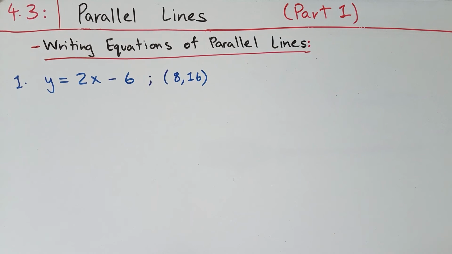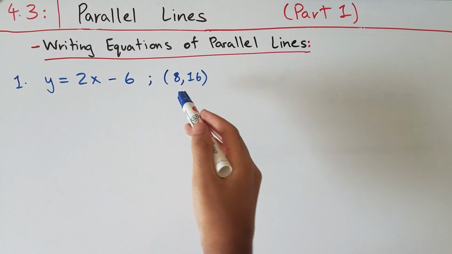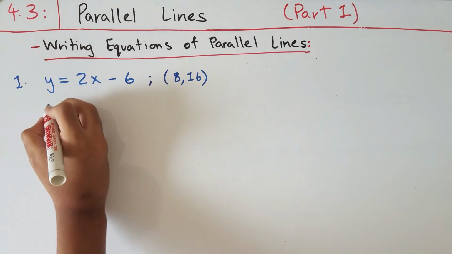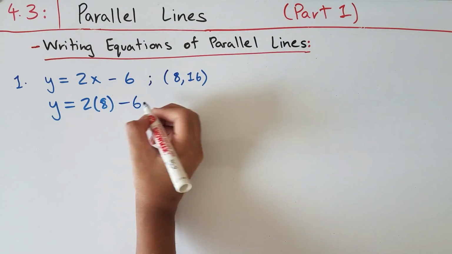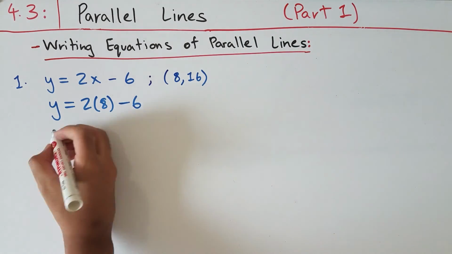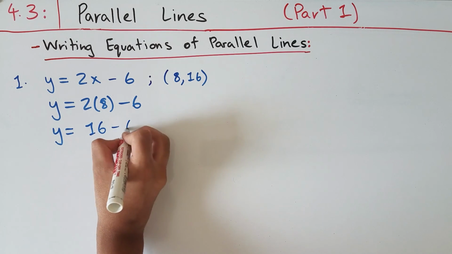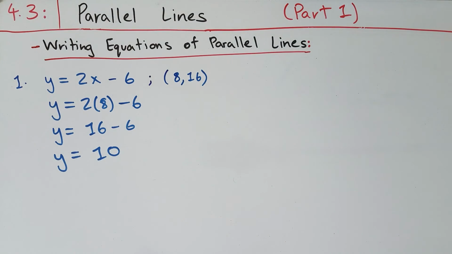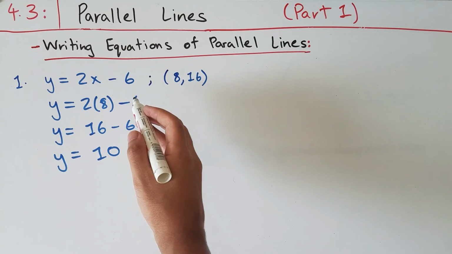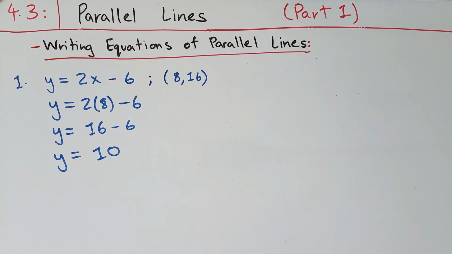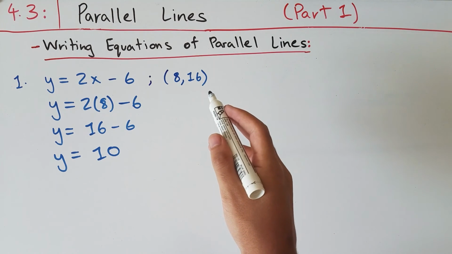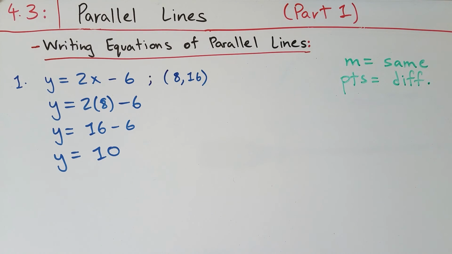We know that these lines will not have the same point at the x value of 8 because when we plug in 8 into this equation, y will equal 2 times 8, which is plugged into the x, minus 6. And then if we simplify this, we get y equals 16 minus 6, and therefore y equals 10. So we can see that for the previous equation, y equals 2x minus 6, our point will be (8, 10) instead of (8, 16). But the question is asking us to find a line which is parallel to this line, but it passes through (8, 16). So we've already verified that these two lines will have different points at the same x value.